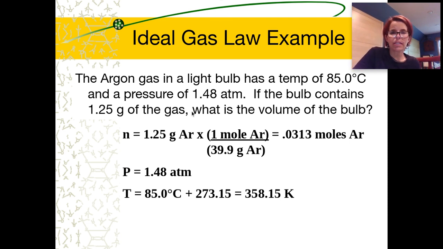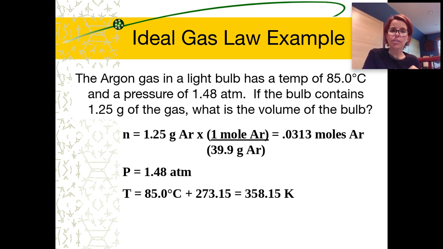So the first thing we did here is we converted N. We needed to figure out what N would be. So they gave us 1.25 grams of argon. How many moles of argon is that? That's the mole roadmap. You've done that with stoichiometry before. So you multiply it by its conversion factor. 1 mole of argon is the same as 39.9 grams of argon.